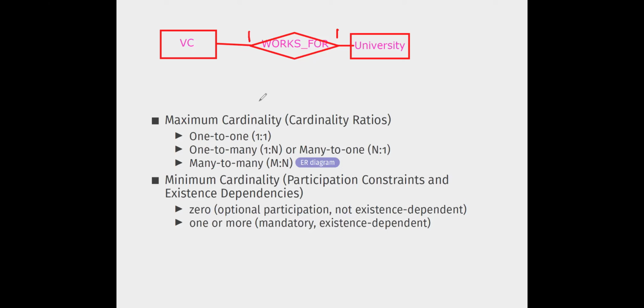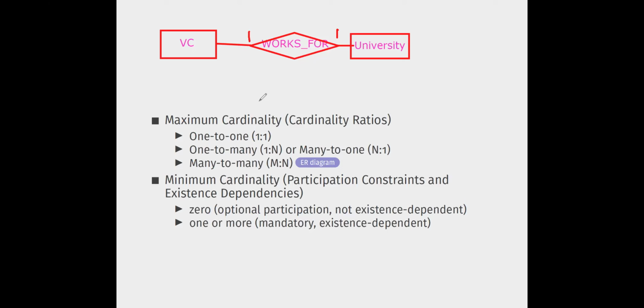Good. So that is what we call maximum cardinality. That means the maximum number of instances that can participate in a relation. Good. Next one.